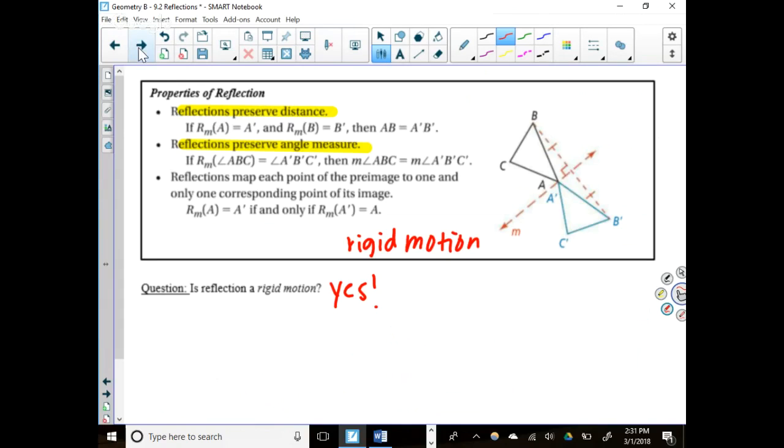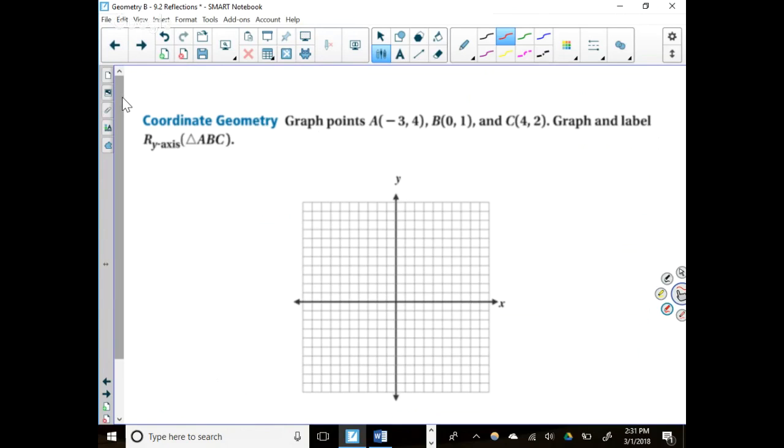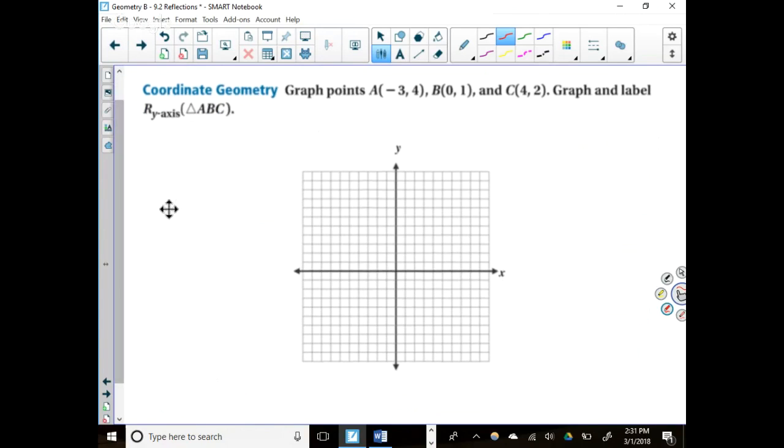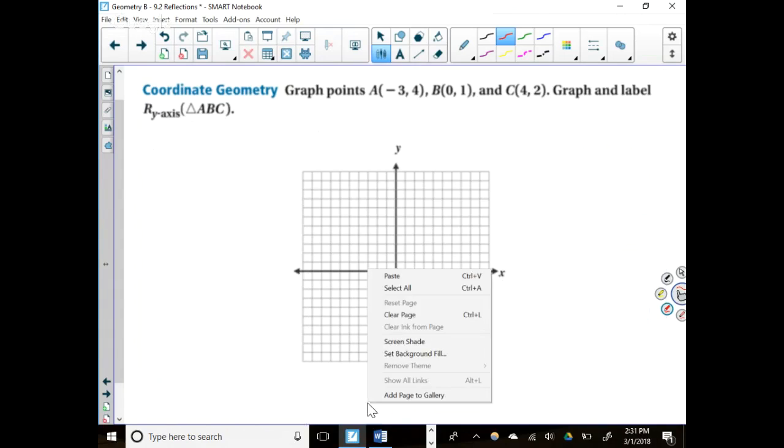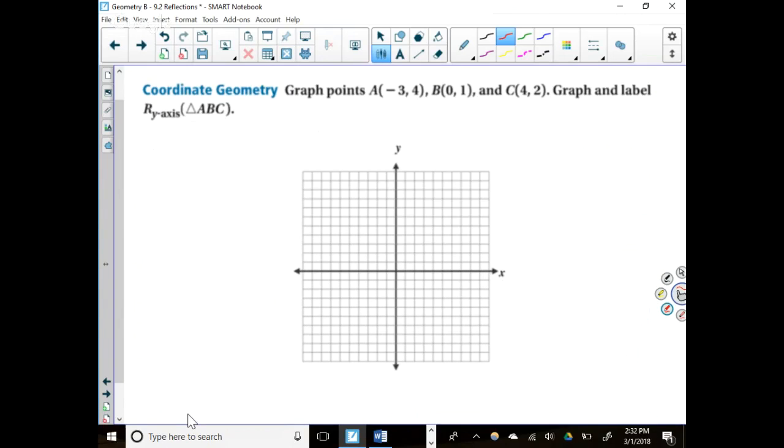Okay, so go ahead and flip on the back. Okay, so it says graph the points. So we're apparently gonna draw a triangle, A, B, and C. And they gave you the ordered pairs for the triangle. So I want you to go ahead and graph the ordered pairs and label them A, B, and C.